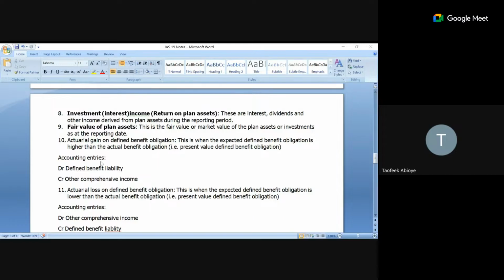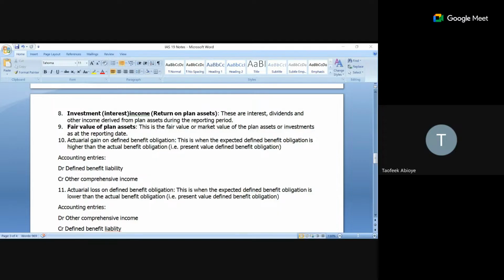And the accounting entries are what? If it is a loss, I will debit my OCI. It will reduce my OCI. Debit OCI, credit defined benefit liability. But if it's an income, I will credit OCI. Remember that OCI is part of equity. And when you are increasing an equity, it will be credited. Remember our debit and credit rule: debit assets and expenses, and credit income and liability. So when your equity is increasing, you credit it. When your equity is reducing, you debit it.